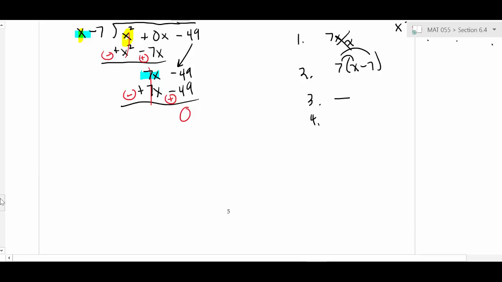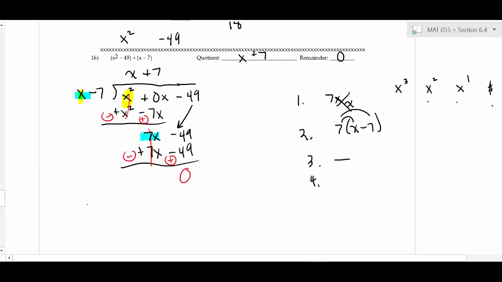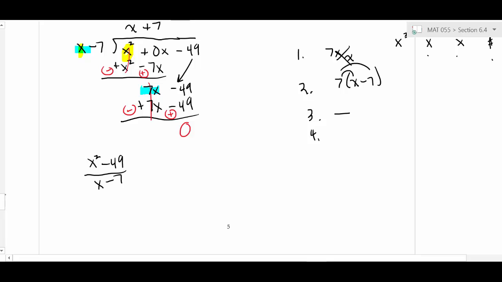Now let me show you another thing that you could do on this problem. And on your homework, I don't care if you do the problem this way. A lot of times students say, well, why can't we just do it this way instead of long division? Well, it doesn't always work this way. We've already learned how to do this. How do you factor x squared minus 49? x plus 7, x minus 7. What happens? Same answer.